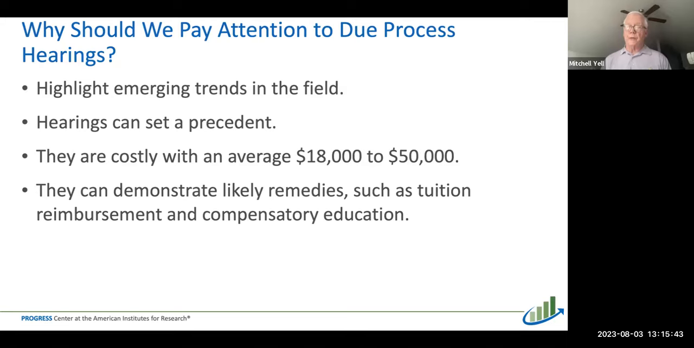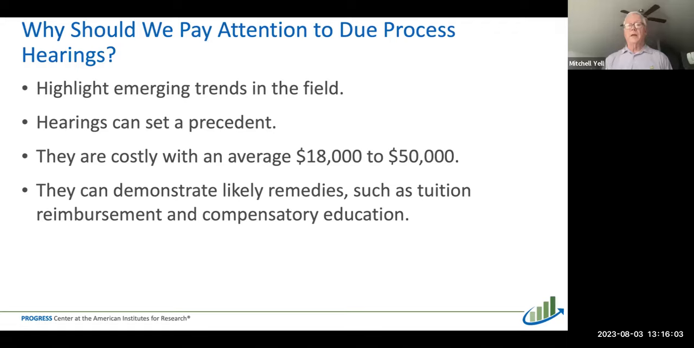And it's very important, I think, that we pay attention to due process hearings for a number of reasons. Number one, they highlight emerging trends in the field. So, for instance, there are a number of hearings regarding COVID. There's very little case law yet. It's going to be coming.